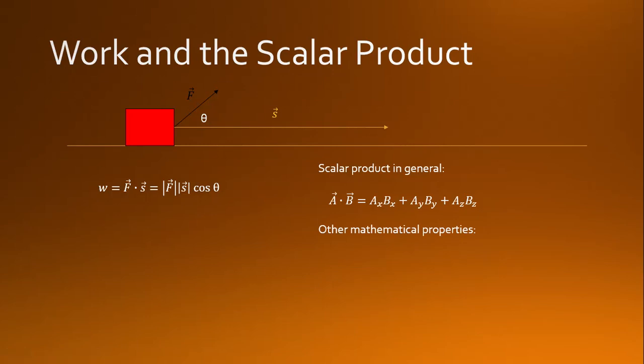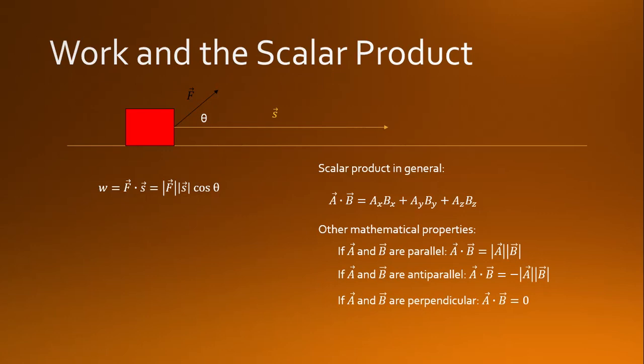There are some other mathematical properties of the scalar product or dot product that are useful to remember. One of them is that if a and b are parallel to one another, then the dot product of a and b is just equal to the magnitude of a times the magnitude of b. In that case, the angle between them is 0, the cosine of 0 is 1, and so we just get the magnitudes multiplied together.